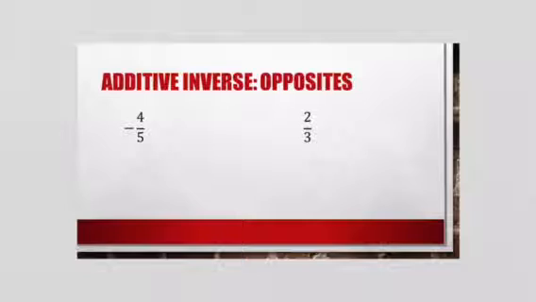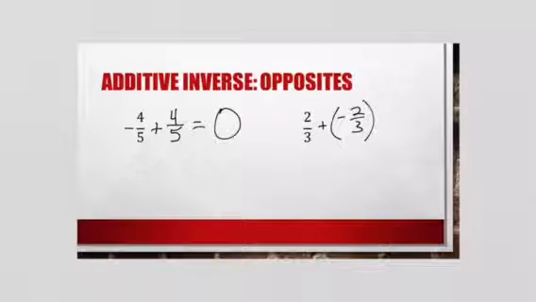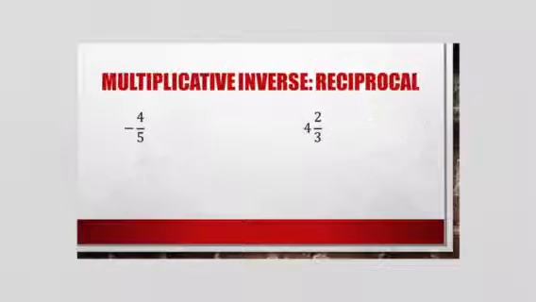Alright, additive inverses, also known as opposites. What's the opposite of negative 4/5? Well, how about positive 4/5? And when you add those two together, you know what you get? What's your sum? 0, because they cancel each other out. Now if we had 2/3, what's the opposite of 2/3? How about negative 2/3? And if we add those two numbers together, we get 0, because they're opposites.